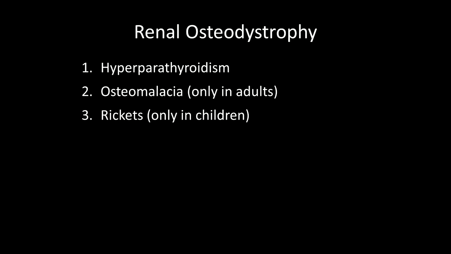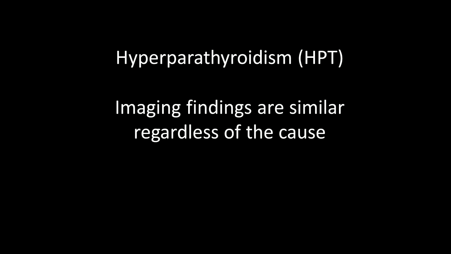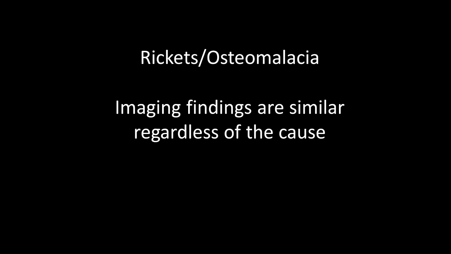So those are the 3 things that we're going to pay attention to, and we're going to begin with hyperparathyroidism. The good news about hyperparathyroidism is regardless of the cause, regardless of whether we're speaking about primary, secondary, or tertiary hyperparathyroidism, the findings on X-ray are similar. So once you learn what those findings are, and once you recognize that there's hyperparathyroidism present, then you can generate a differential diagnosis. The other good news is the same rule applies for rickets and osteomalacia.